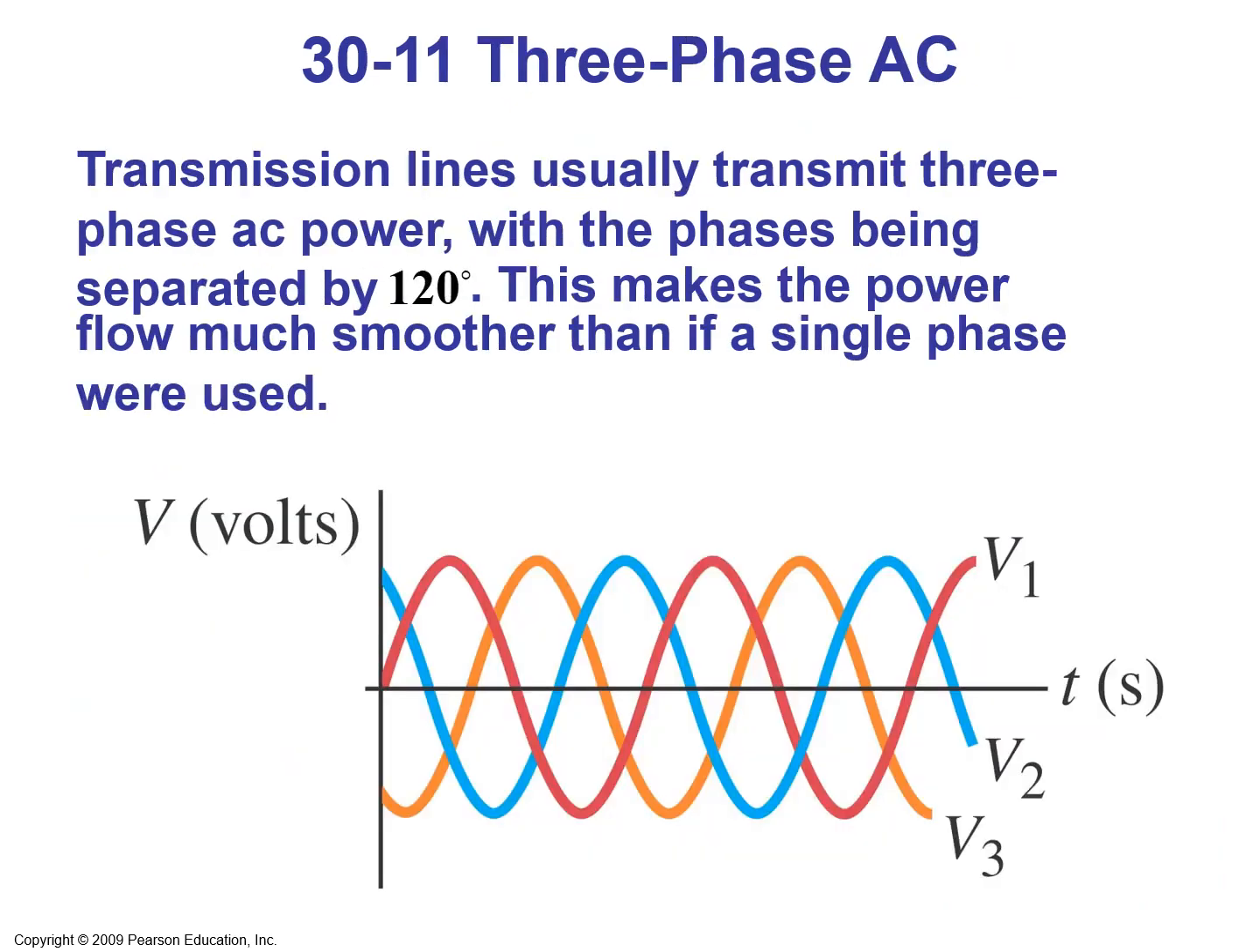Section 11. Three-phase AC. Transmission lines usually transmit three-phase AC power, with the phases being separated by 120 degrees. This makes the power flow much smoother than if a single phase were used. And here we have AC voltages with three different phases, V1, V2, and V3, separated by 120 degrees.